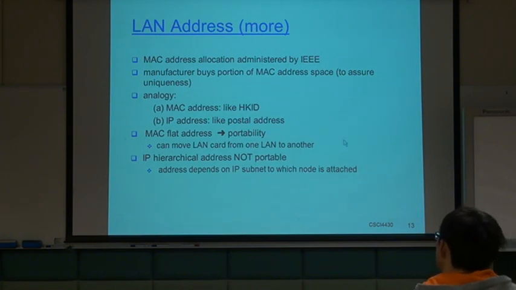So in the IP address, there will be a hierarchy, while in the Hong Kong ID, it will be flat. Flat in the sense that your Hong Kong ID and my Hong Kong ID will have no structure at all. It's just some random number which is assigned by the centralized authority. In the case of the Hong Kong ID, that would be the Hong Kong government.